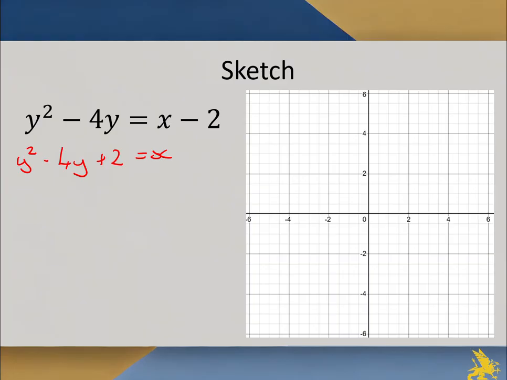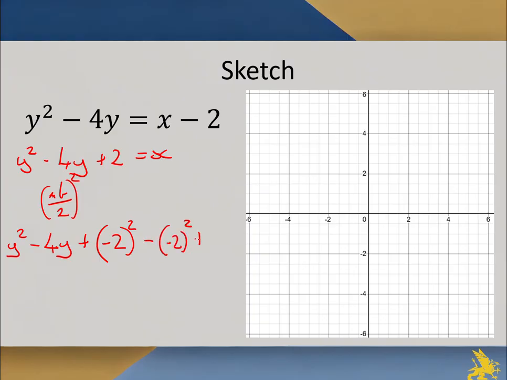So let's use complete the square and put it in turning point form, which means I'm really looking at what is half of b, and I'm going to add and then subtract it. So b here is negative 4. So I'm going to be putting in y squared take away 4y. I'm going to be adding first negative 4 over 2, which is negative 2. So I'm adding negative 2 squared, and then I'm taking away negative 2 squared, plus 2 is equal to x.